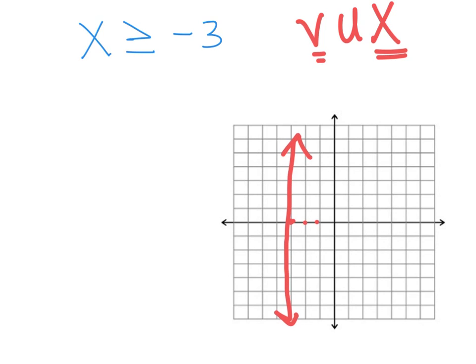This time it's a solid line because of this or equal to underneath the inequality. So that means the points on that line are answers. They would work in the inequality.